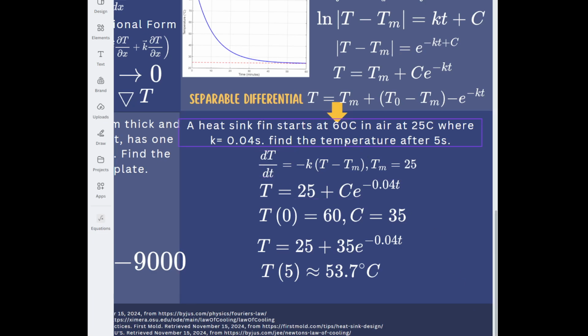Lastly, if the fin starts at 60 Celsius and the surrounding air is 25 Celsius, where its k is 0.04, find the temperature after 5 seconds. We take the formula we derived with the separable differential, then take its starting position, which is 60 Celsius, and we get its constant of 35. Substituting back into the original equation, we get this formula, which we can easily use to find the temperature after 5 seconds as approximately 53.7 Celsius.